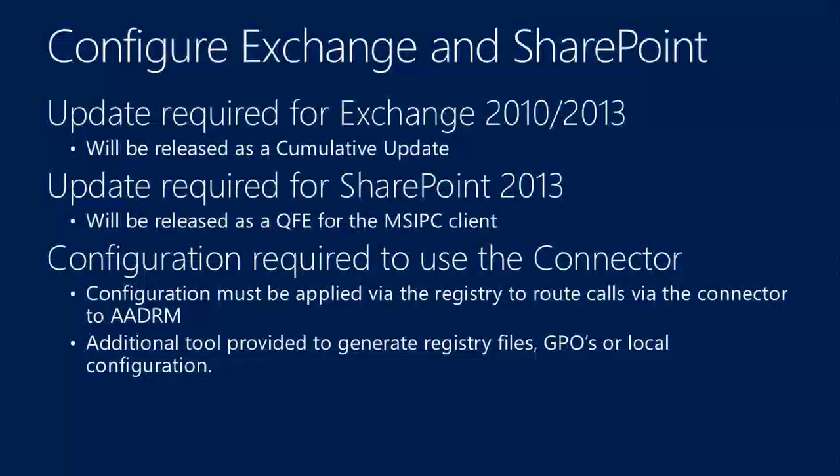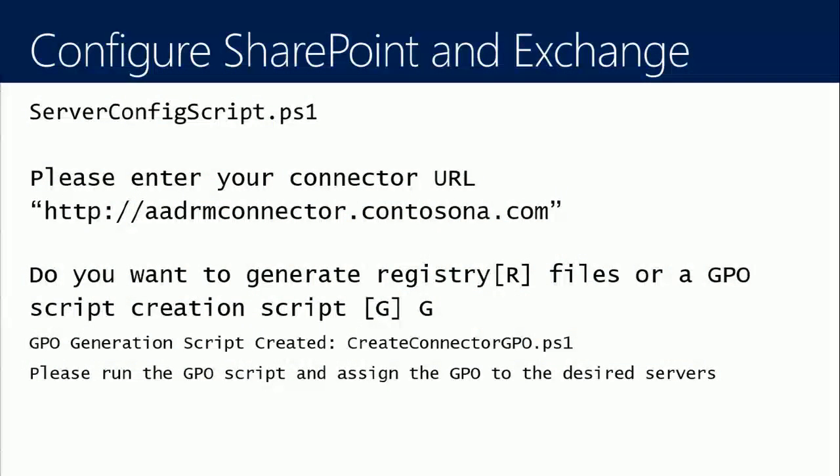Basically, it will create a GPO package, or you can just set it locally if you're doing any testing on it. It's a really simple tool, so we're going to release it as a PowerShell commandlet. There are a couple of things. One is you enter your connector URL, aaddrmconnector.yourorg.com, whatever URL you specify. And it's going to give you those three options.